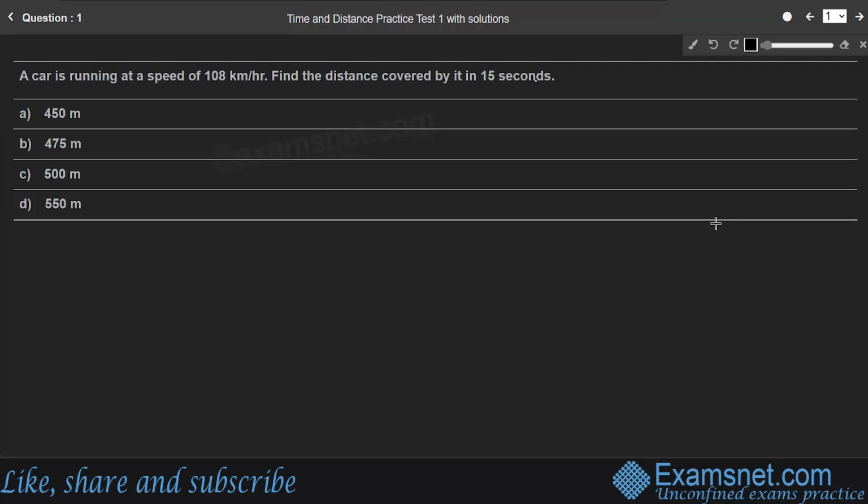Hello students. Today we are going to solve a few questions on time and distance. These questions are very important from the competitive examination point of view, also from the board examination point of view.